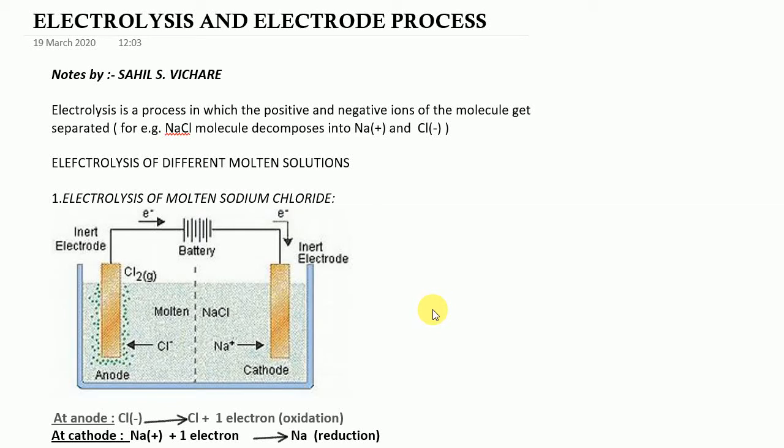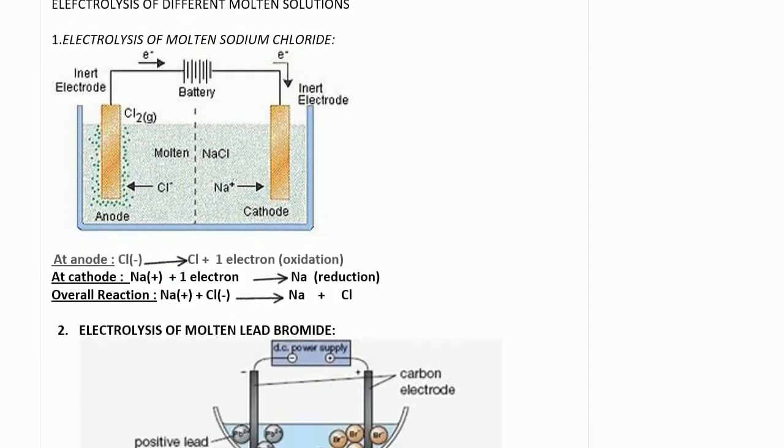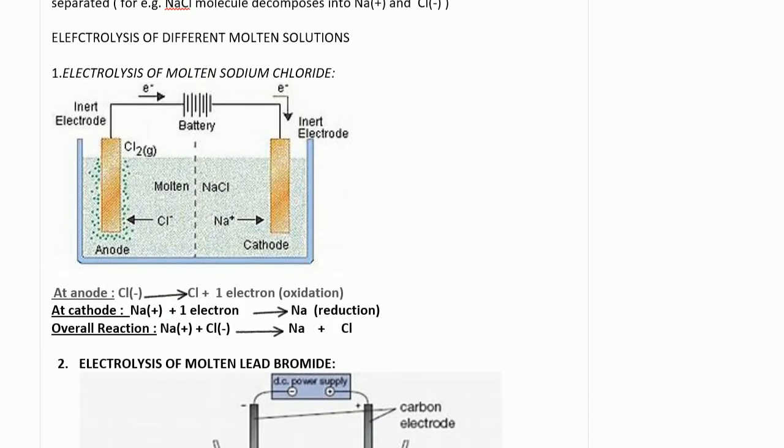So in the last video, we have seen what is the process of electrolysis. In this video, we will be understanding different types of electrolysis using different molten solutions. The three molten solutions which we have considered in this video are the molten solution of sodium chloride, the molten solution of lead bromide, and electrolysis of water. Starting off with the video, we will first consider the electrolysis of molten sodium chloride.